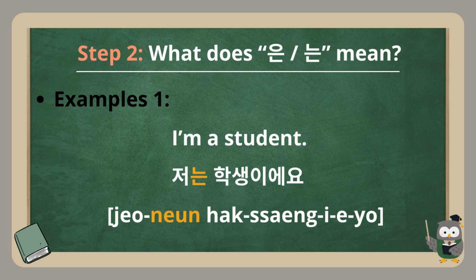Let's look at some examples. First, 저는 학생이에요, which means I'm a student. In this sentence, 저는 marks I as the topic. It shows that we're talking about myself, and then giving more information that I'm a student. This is how eun-neun works to set the focus of the sentence.